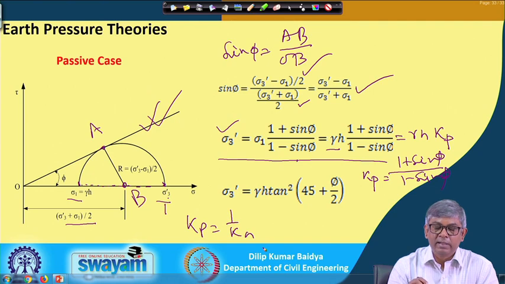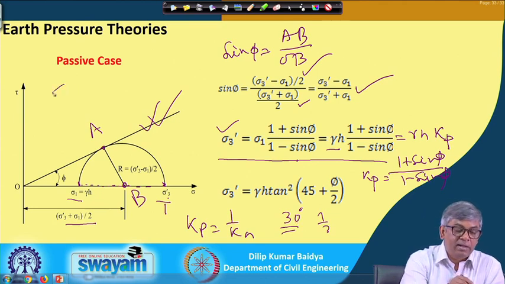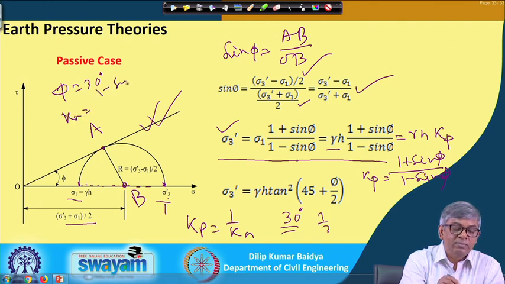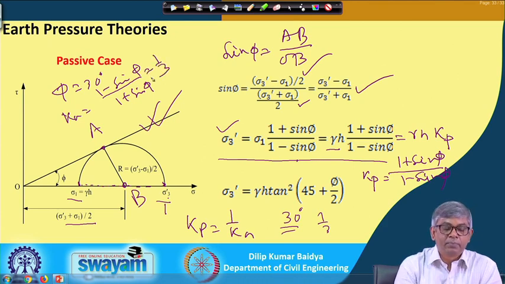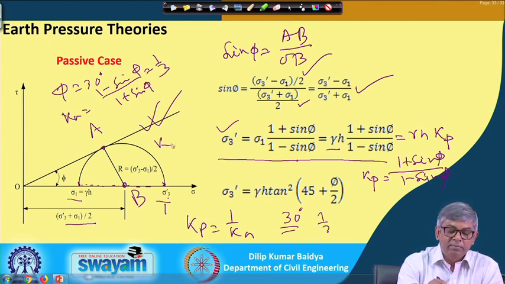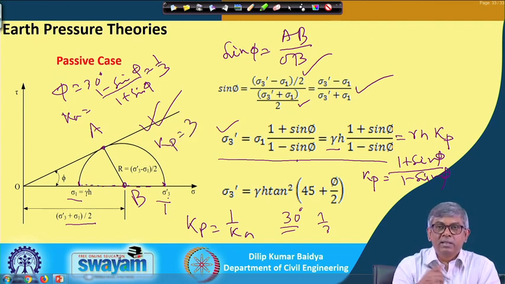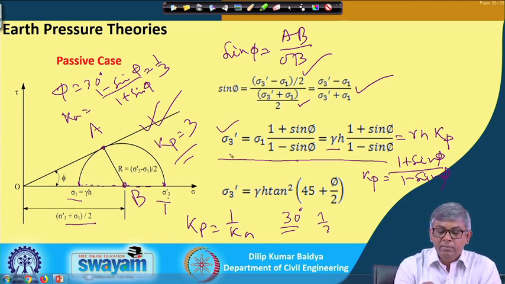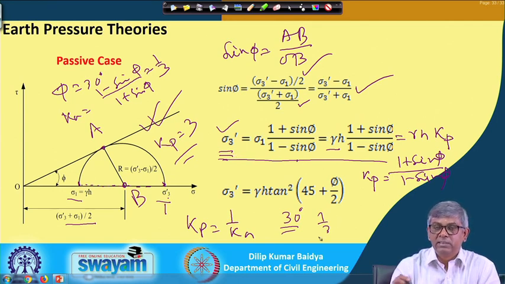If the angle of internal friction is 30 degrees, then you can find K_A equal to (1 minus sin phi) by (1 plus sin phi), and that becomes 1 by 3. So K_p will become 3, that is 1 by K_A. So you can see now that sigma 3 becomes larger than sigma 1 here, in the passive case.